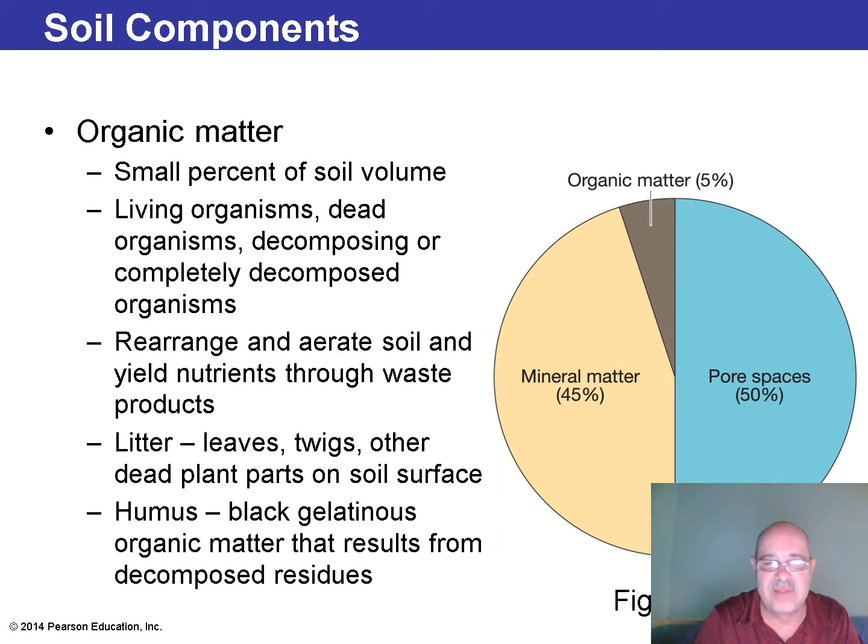And then we have some other things here. Litter. What is litter? Litter is the leaves, twigs, or other dead plant parts on the soil surface. Okay? They're not intertwined. They're not mixed in. Okay? And then humus, which is a black gelatinous organic matter that results from decomposed residues, usually swampy areas or up in the higher latitudes near the Arctic where you got bogs and stuff. Okay.